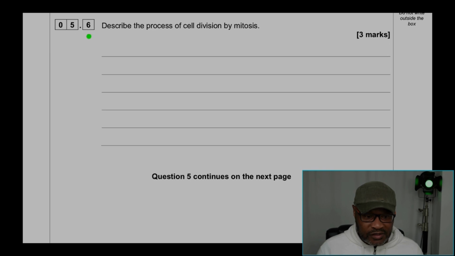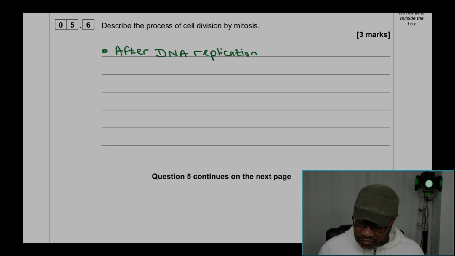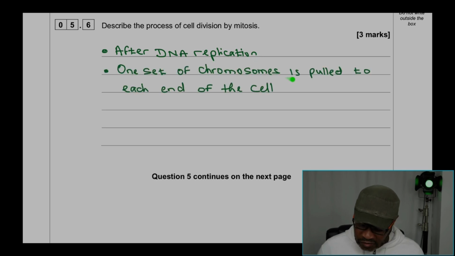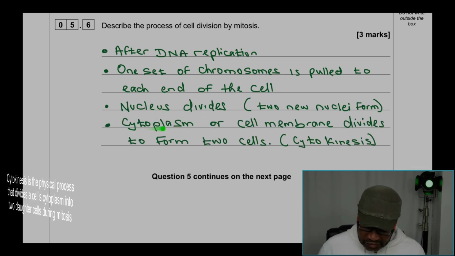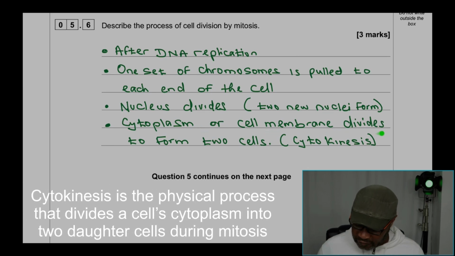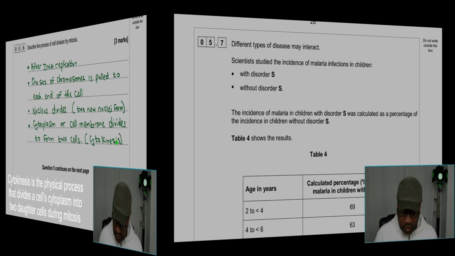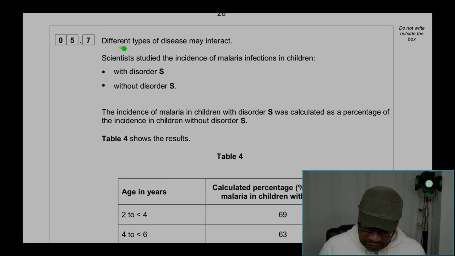Question 5.6. Describe the process of cell division in mitosis. After DNA replication, one set of chromosomes is pulled to each end of the cell. The nucleus then divides, so 2 new nuclei form. Cytoplasm or cell membrane divides to form 2 cells. That's cytokinesis.